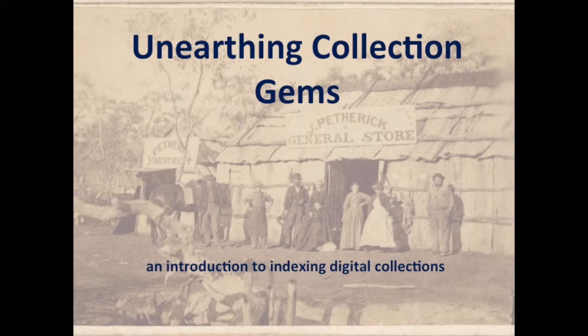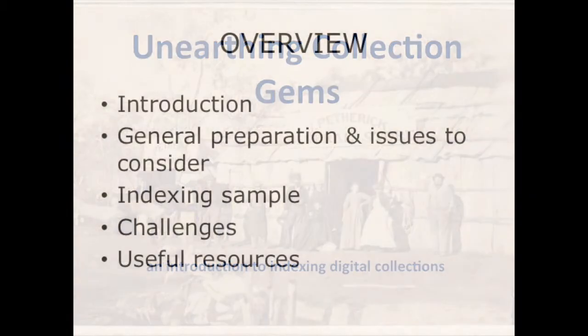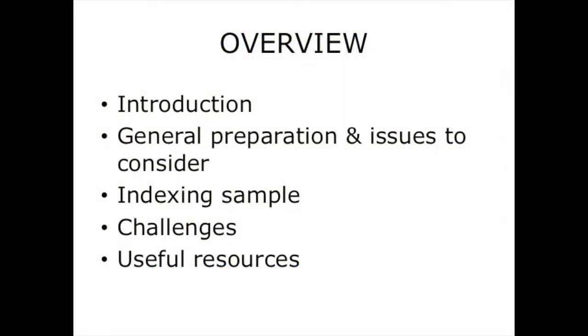This brief introduction to indexing is based primarily on my experience of indexing the RAHS collections of photographs and glass lantern slides, but the same principles apply with some variations in application to other collections of items such as books, scrapbooks, and manuscripts. I will also assume that the collection to be indexed has already been scanned and exists in a digital format. The webinar will be structured thus.